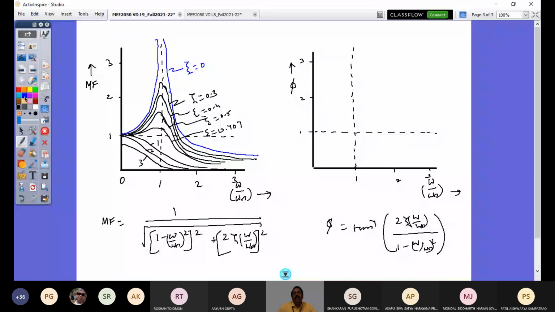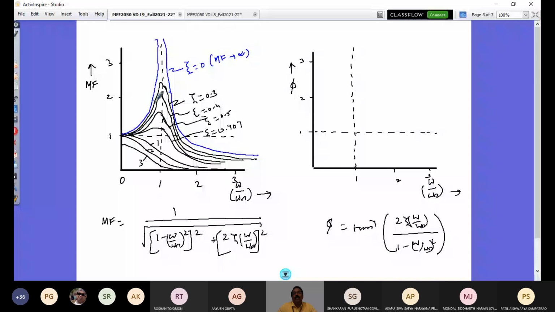At that time, R value is equal to 1. R value equal to 1 means omega, the excitation frequency, is equal to omega n, right? And then any amount of damping, that is zeta value greater than 0, any value, you see that the magnification factor reduces. So any amount of damping, zeta greater than 0, reduces the magnification factor for all values of excitation frequency. That's what you follow here.